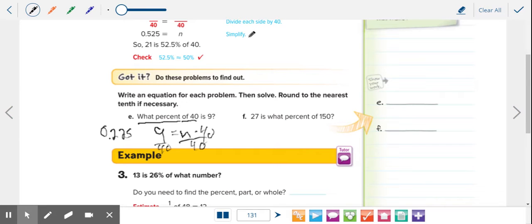Now, that's the decimal version of the percent. You don't want to leave it as that. So what you're going to do is multiply by 100, and you get 22.5%.